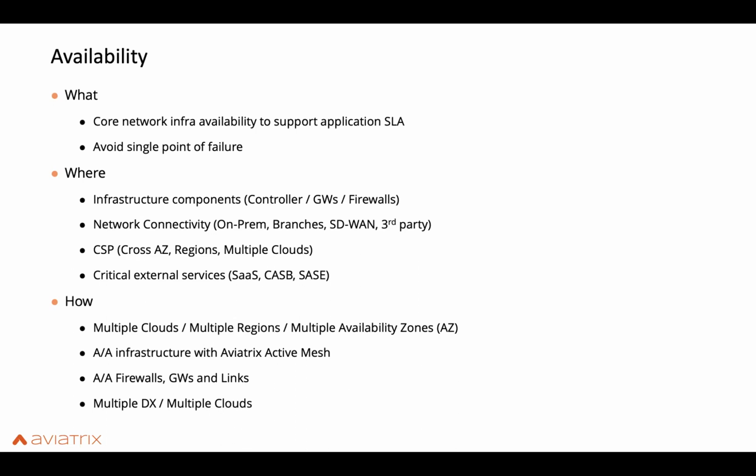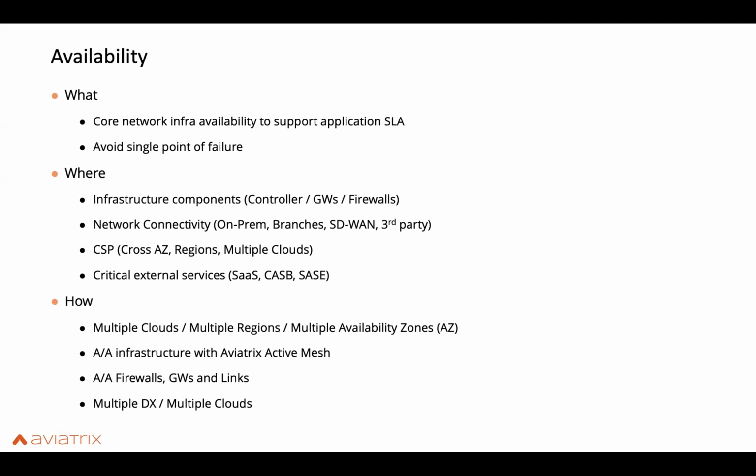So the first thing is obviously the infrastructure component. This is where you have your Aviatrix controller, you have gateways, you have third-party services like firewalls, load balancers, and whatnot. That should be covered as part of your design. Then the network connectivity between the regions, within a single cloud, across multiple clouds, when you're connecting to on-premise resources like your physical branches, your physical SD-WAN, or third-party services, that's also something you should take into account.